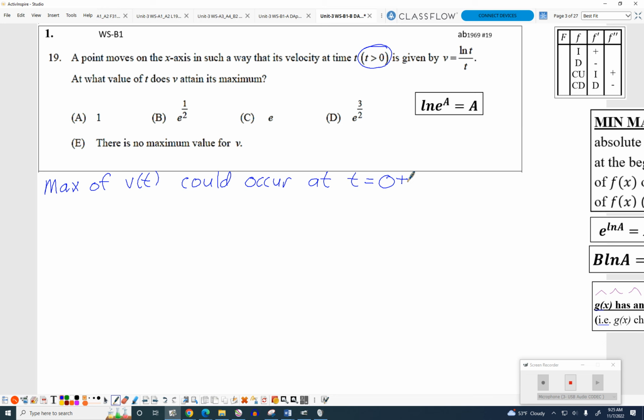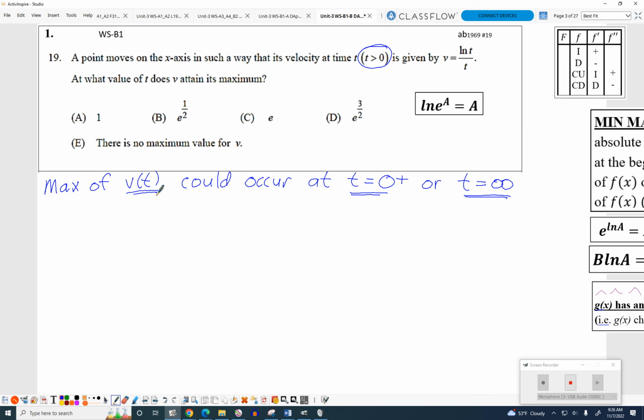The maximum of V could also occur at the very last time you analyze, which in this case there is no specified last time. So this is highly likely to not be the answer. I don't really think there's much chance. There is a very rare chance, but I've actually never seen it happen on the test. So we worry about the very beginning time. We worry about the very last possible time. Those could be the times when V is greatest.